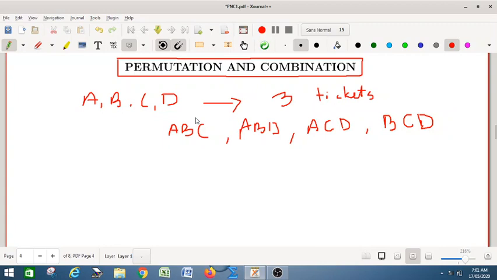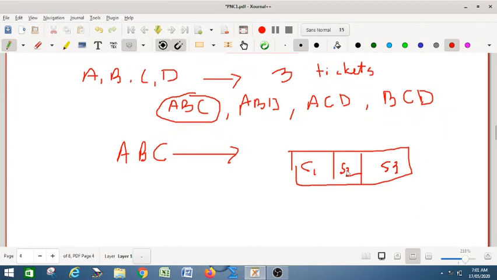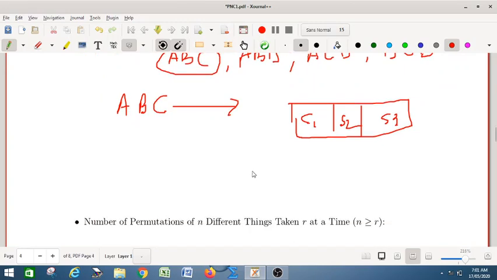Suppose ABC bought the tickets and want to see the match. Now they have entered the field, ABC. So D has to sacrifice in this case. ABC entered the field and they found that there are seat numbers S1, S2, S3. Now the question is, in how many different ways can they take their positions or seats?